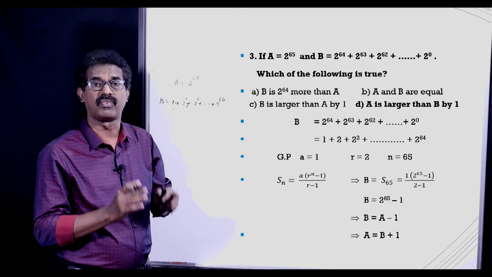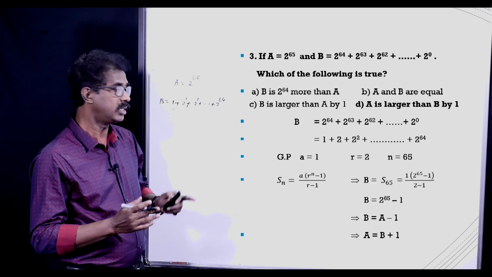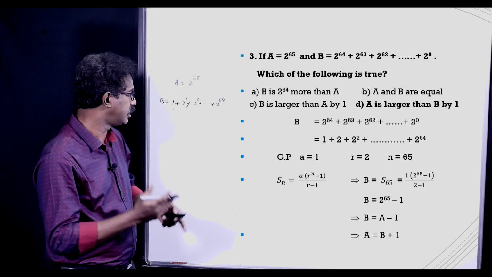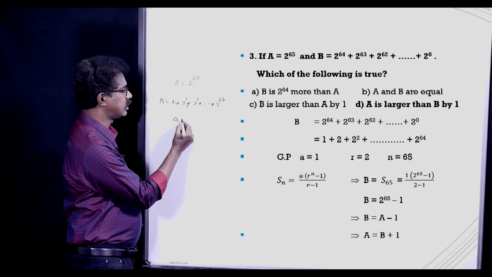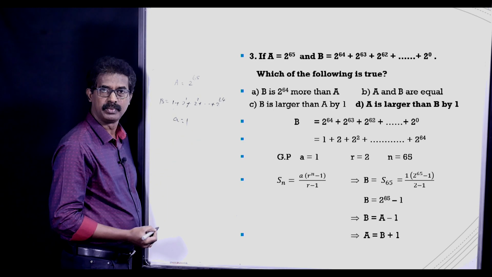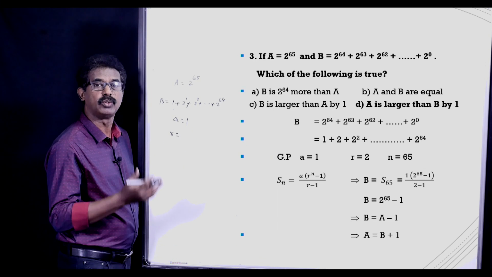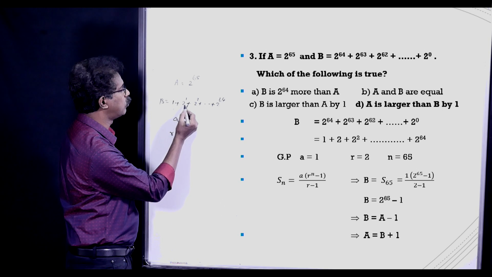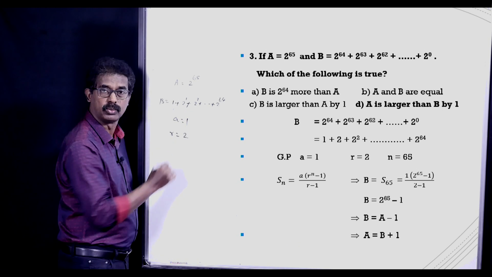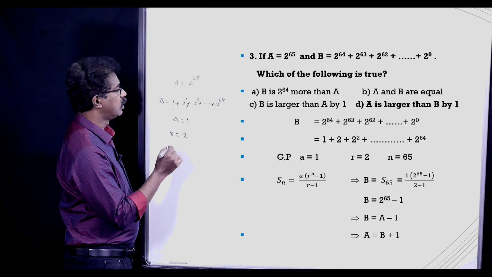You know, this forms a GP. You know what is GP, right? In a GP, A is the first term. What's the first term here? 1. R is the common ratio. What's the formula for common ratio? T2 by T1. 2 by 1. It is 2. And number of terms.